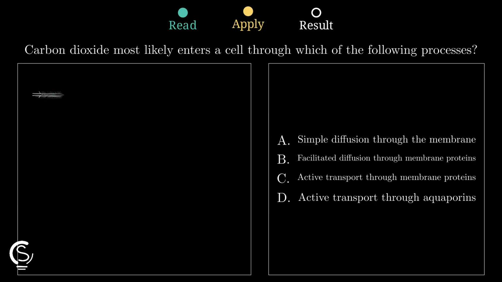Next, we determine the transport mechanism. Since it moves from high to low concentration without needing energy or helper proteins, we classify this specific movement as a form of passive transport.